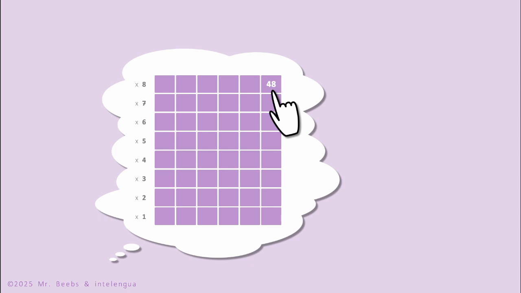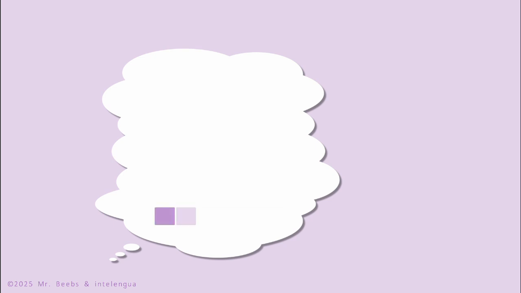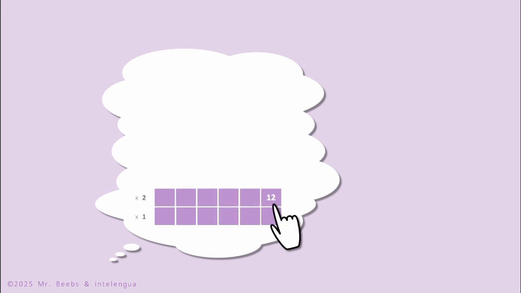After you get really good at skip counting, it will be clear that multiplication is just another way to look at the same math situation. It's like a shortcut. Let's do another example. 6 multiplied by 5 is 30. And one last example. 6 times 2 equals 12.